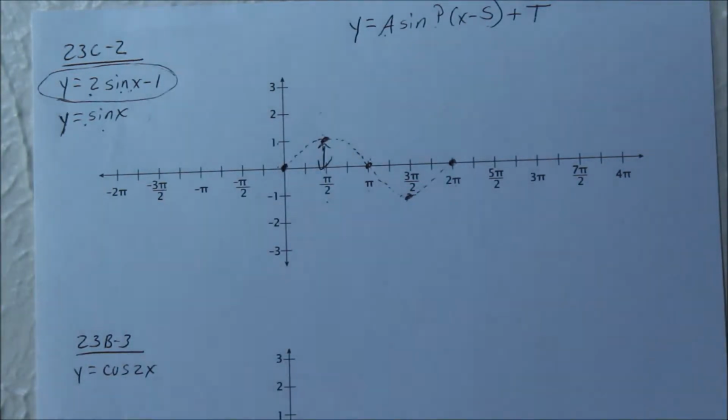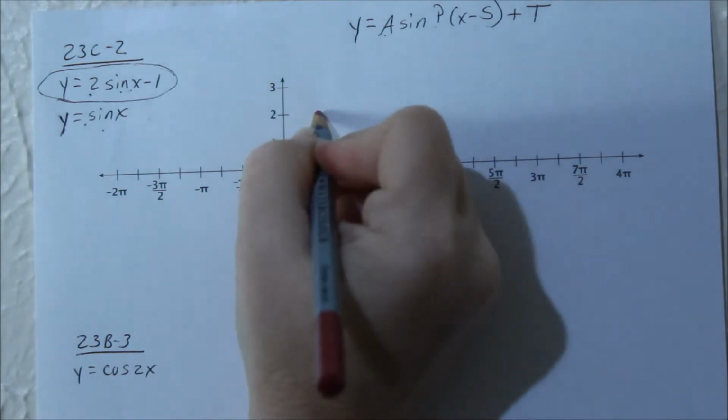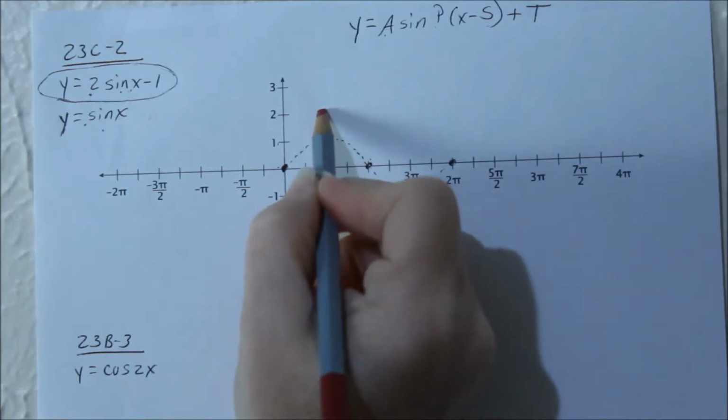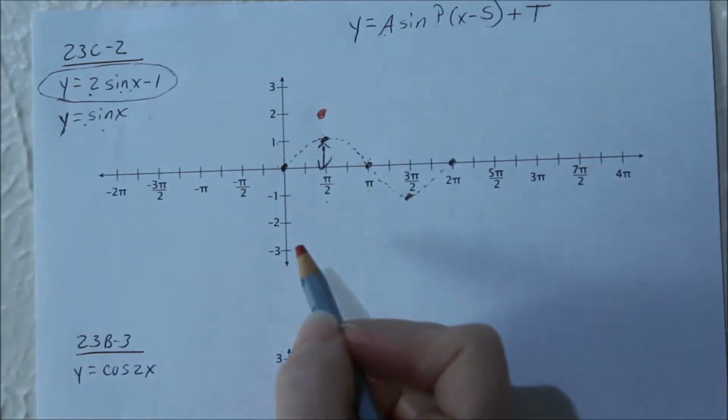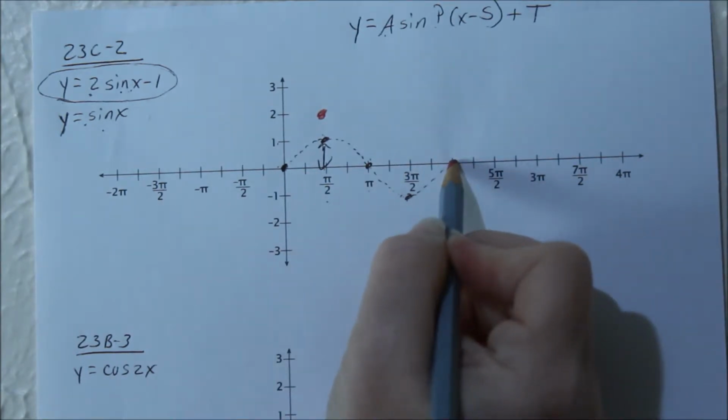So I usually switch colors. This dot needs to now be moved up here for my graph, so that from here to here is an amplitude of 2. This point and this point should not change.